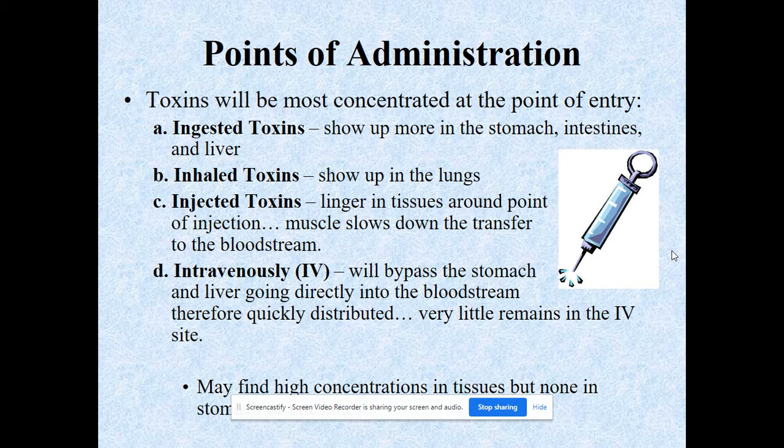Injected toxins are injected into tissue, and that can linger around the tissue where someone's been injected. Side note, muscle tissue slows down the transfer to the bloodstream. So if you inject directly into the muscle, it's not going to flow around the bloodstream as quickly as it would if you were subcutaneous and hit capillaries. A quick example of an injected toxin might be heroin. Mrs. Talk, is LSD injected, or is that through contact with the skin? Yeah, I was thinking that was on things people licked. Right, but definitely heroin would be a good example of an injected toxin.